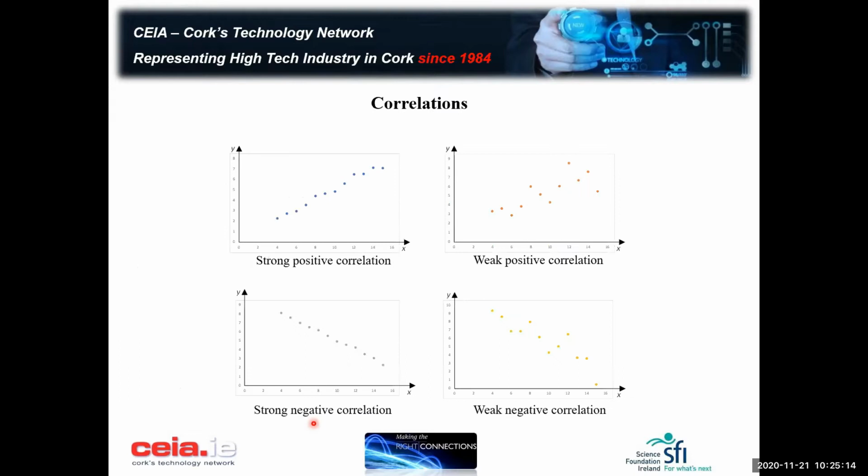And just some illustrations of those correlations there. Here's a strong positive correlation where it's almost a straight line relationship between X and Y. For a weak correlation, you do see a general trend, but it doesn't lie close to a line. And similarly with negative correlations, you've got the strong one, which is nearly a straight line, and the weak one, which is more of a general trend.